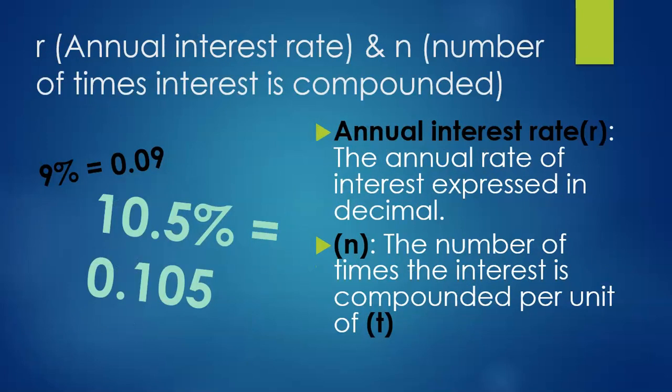All right, let's move on. Annual interest rate, R, is nothing but the annual rate of interest, but it's expressed in decimal. So if you have been given an annual interest rate of 5% on your investment, then it is converted into decimal format, which is 0.05. And then N is the number of times the interest is compounded per unit of term. So if in the example before you were looking at 12 years, then N becomes the number of times the interest is compounded per year. So it could be monthly, in which case N would be 12.